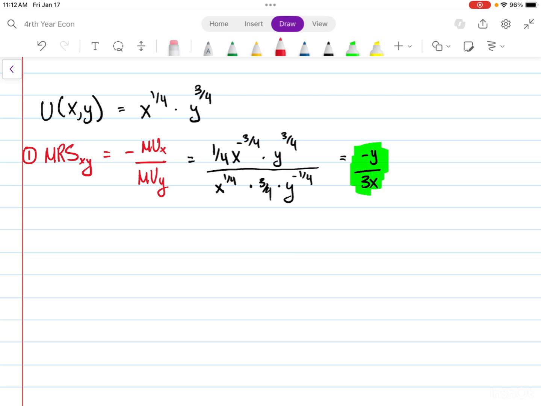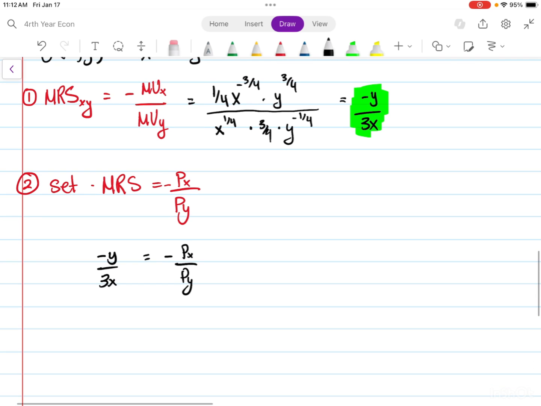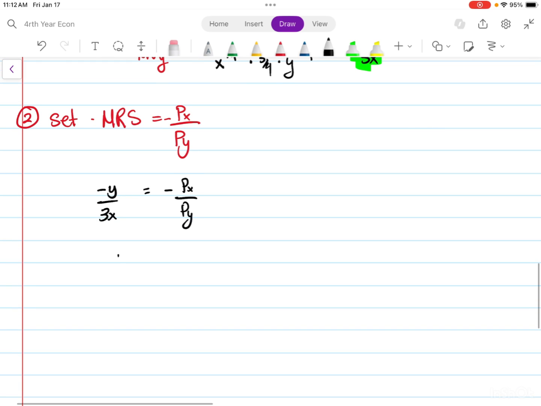But this time, remember, we don't have anything to sub in. So let's do that real quick. Step number 2: we have to set MRS equal to the relative price. And once we do that, we get negative y over 3x is equal to negative px over py. And after isolating for y, we get y equals 3 px times x over py. And this becomes our new tangency condition now. So this is our tangency condition.